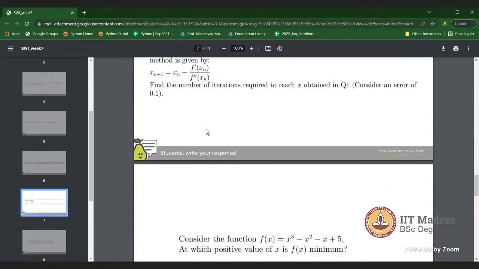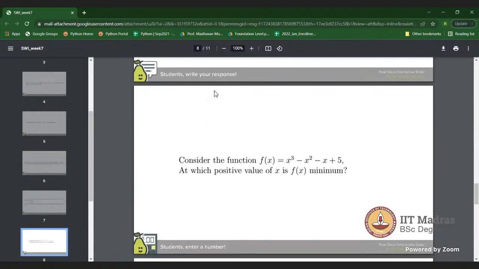Clear? Okay. Solve for this next problem. You need to find the positive value of x where f of x is minimum.